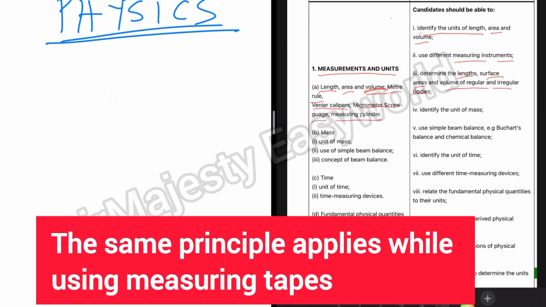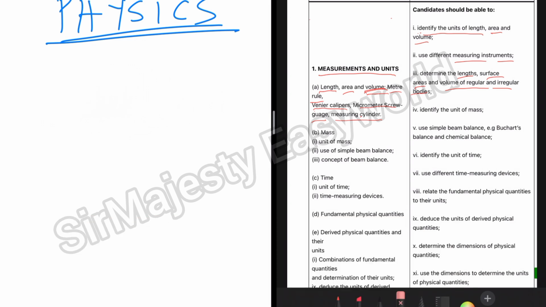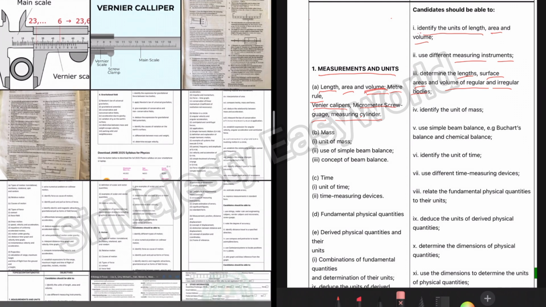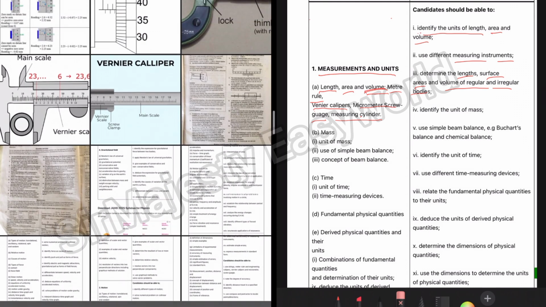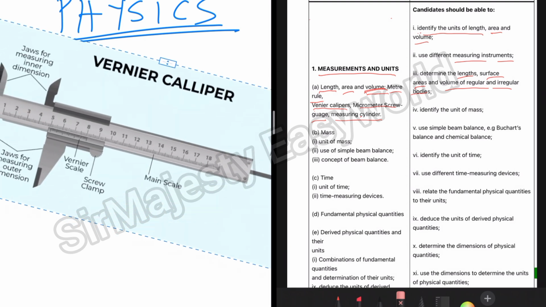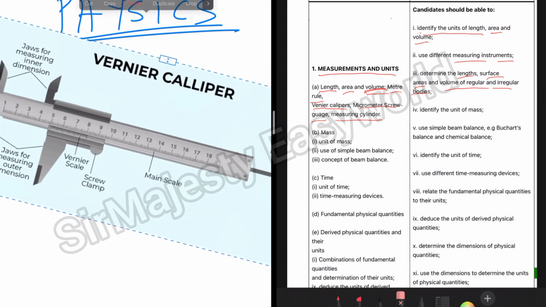Now, what are the instruments we use for measuring length? Number one is the meter rule. Second one is what you call a vernier caliper. What is a vernier caliper? Look at the left of the screen. This is a vernier caliper.